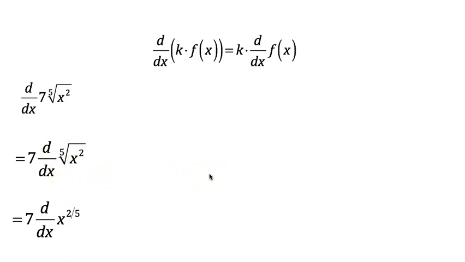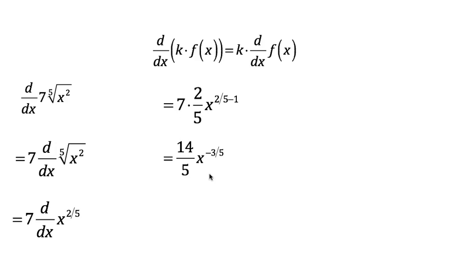Now we can go ahead and use the power rule. The derivative of x to the n is nx to the n minus 1. So the derivative of x to the 2/5 would be 2/5 times x to the 2/5 minus 1. So 7 times 2/5 times x to the 2/5 minus 1. 7 times 2/5 is 14/5. 2/5 minus 1, 2/5 minus 5/5 is negative 3/5. So we get 14/5 times x to the negative 3/5.